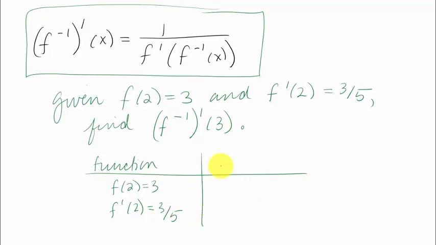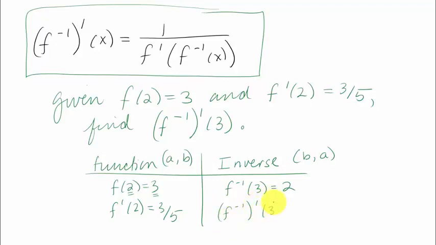And then I look at my inverse. Remember, if you have an (a, b) for your function, the x and y's are switched and you're going to end up with (b, a), because an inverse is a reflection of the function about the line y equals x. So if I know that f of 2 equals 3, that means that f inverse of 3 equals 2. And if I have f inverse at 3, I can find the derivative of the inverse at 3, but I don't know what that is, and that's what we're looking for. So the goal is to figure out what this is.